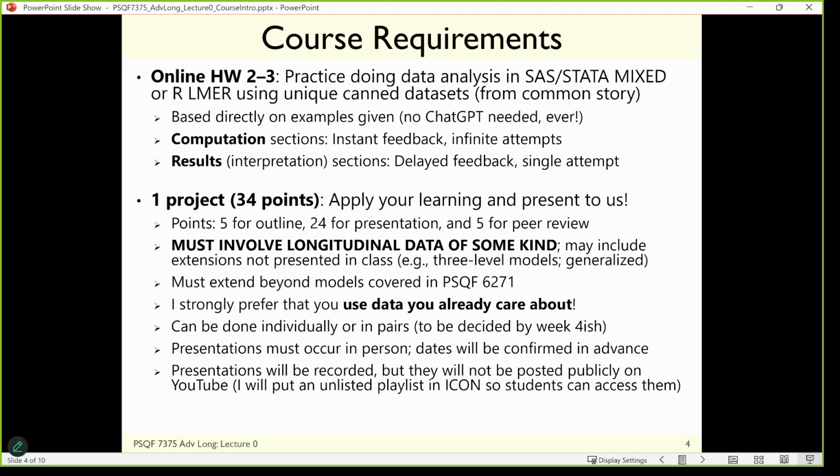It does need to extend beyond the models we covered last semester. So we only got to time invariant predictors, which is not very far. The first thing we're going to do this semester in terms of new material is time varying, which is a whole thing. Like that is essentially the rest of the semester because it's that complicated.